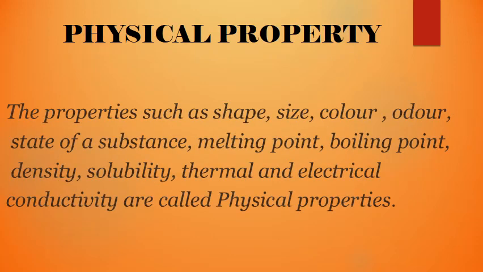What is a physical property? A physical property, what do we mean by it? The properties such as shape, size, color, odor, state of substance. That means whether the substance is solid, liquid or a gas. Melting point, boiling point, density, solubility, thermal and electrical conductivity. All these are called the physical properties of a substance.